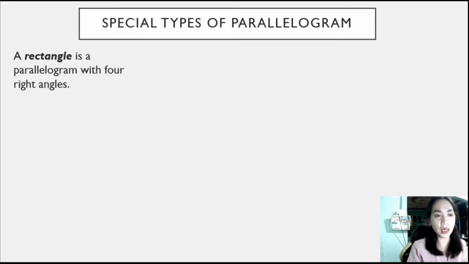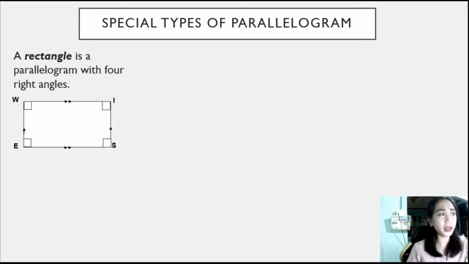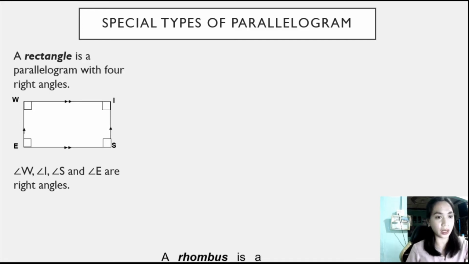So, recall muna natin, ano nga ba si rectangle, ano si rhombus, and ano si square? A rectangle is a parallelogram with 4 right angles. Alam naman natin, lahat ng angles ni rectangle are 90 degrees. Therefore, in this figure, we have angle W, angle I, angle S, and angle E are right angles. A right angle measures 90 degrees.